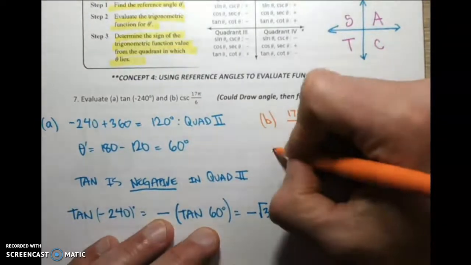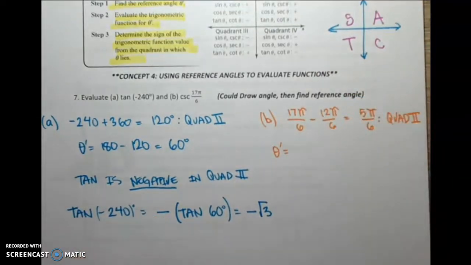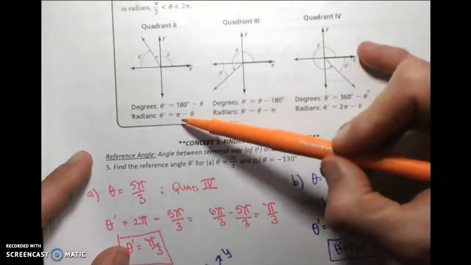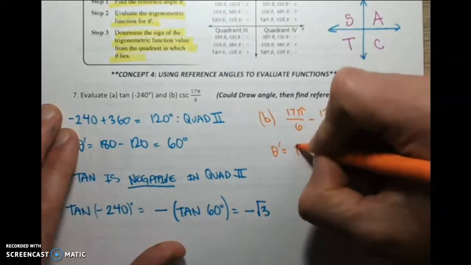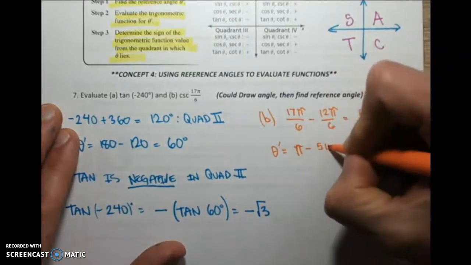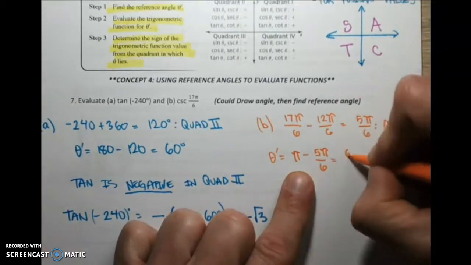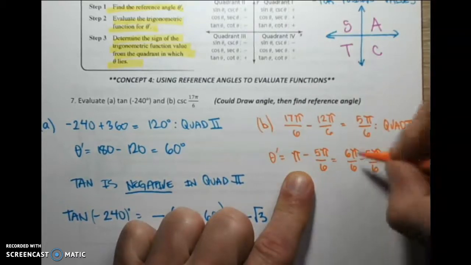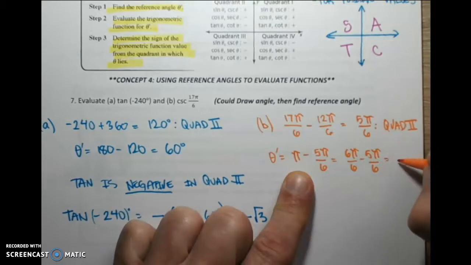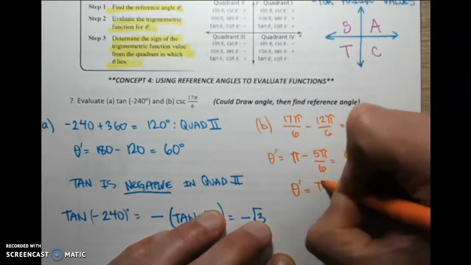Next, I want to find my reference angle. Reference angle in quadrant number 2 is pi minus beta. So I have pi minus 5 pi over 6. I'm going to make common denominators: 6 pi over 6 minus 5 pi over 6. Now I have common denominators, I can combine, and I get just pi over 6. So my reference angle is pi over 6.